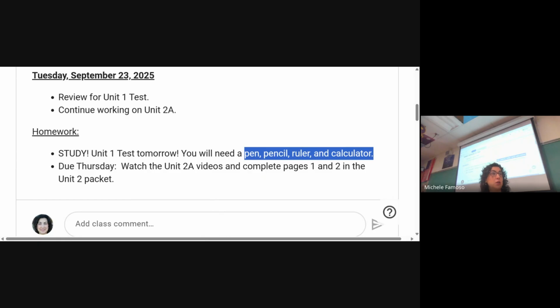You need a pencil for all graphs and drawings that you are asked to construct. You need a ruler so you can measure things. It's not a straight edge. You need a ruler because you will be asked to measure things on the test. And you need a calculator, obviously, to do your own calculations.